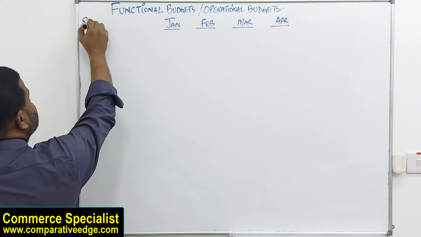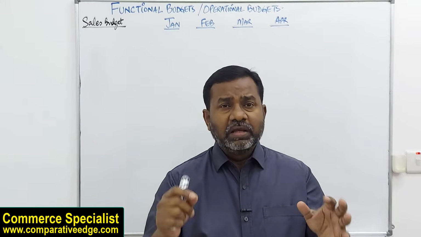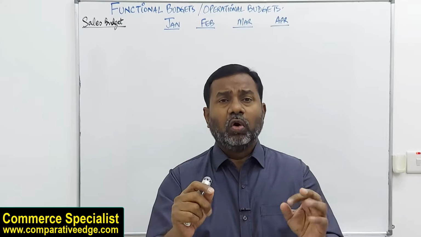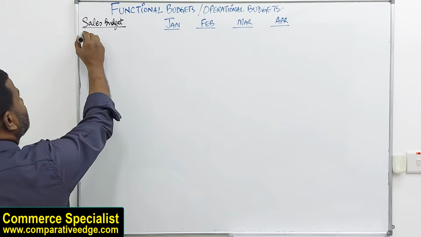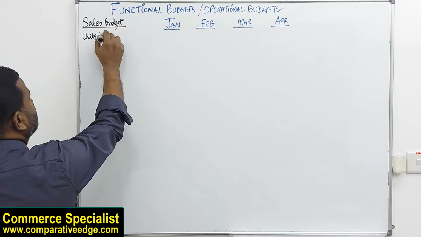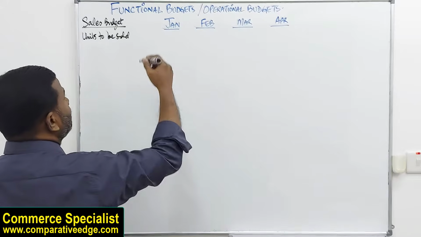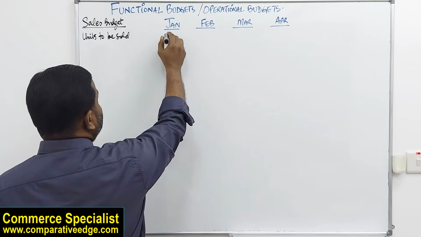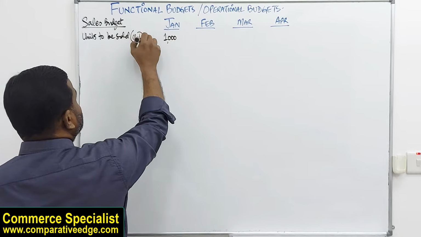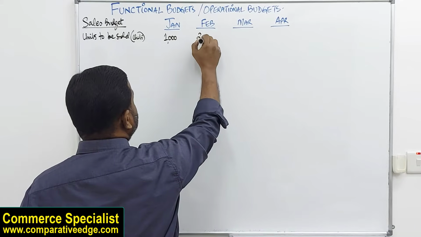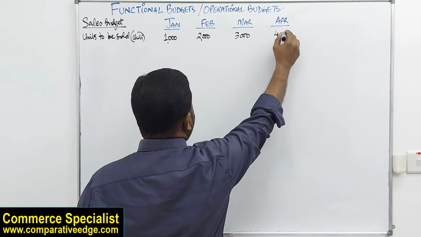So I'm preparing a sales budget here. Please keep in mind, if you compare all the budgets, the sales budget is the easiest one. All we need is just 2 pieces of information. Number 1, units to be sold. Obviously, this information you'll get from your marketing research department. So the demand they forecast, and we assume 1000 units to be sold in January, 2000 units in February, 3000 in March, and let's say 4000 in April.